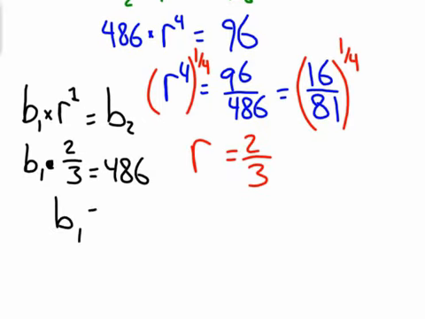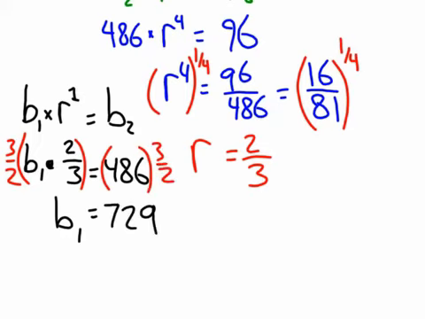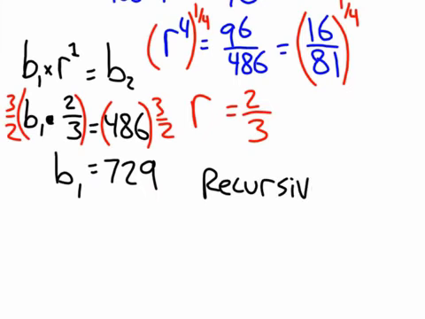So if I multiply both sides of the equation by 3/2 in order to cancel out the 2/3, I get b1 equals 729. So with the first term and the common ratio, I can now write the recursive rule for this geometric sequence.